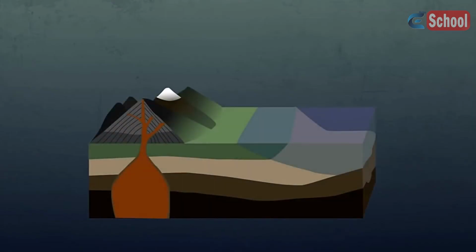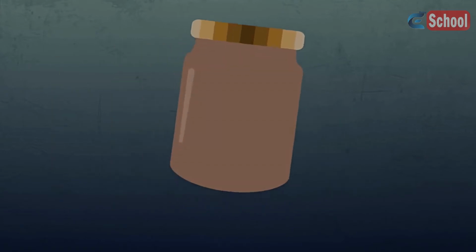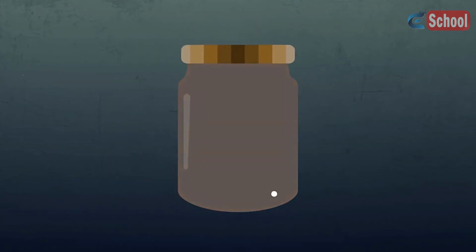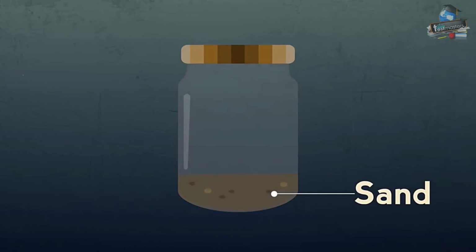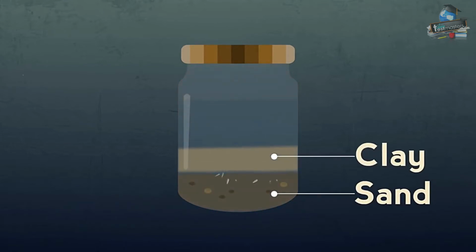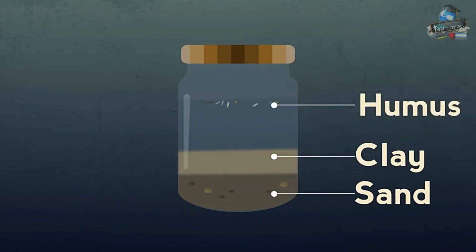In this video, you will learn about the dynamic rock cycle. The Earth is constantly changing. Shake some soil in a jar of water. Sand and small stones settle to the bottom, then a layer of clay, and floating on the top is organic matter called humus.